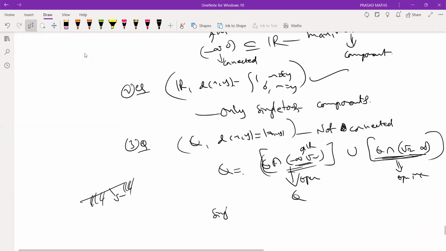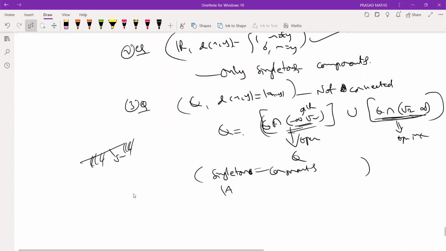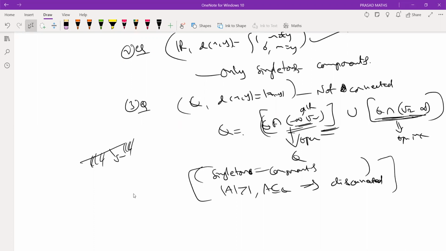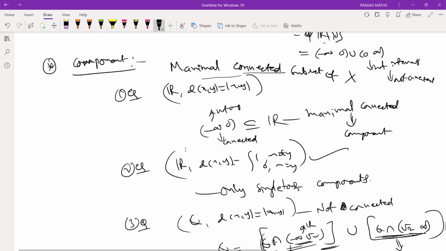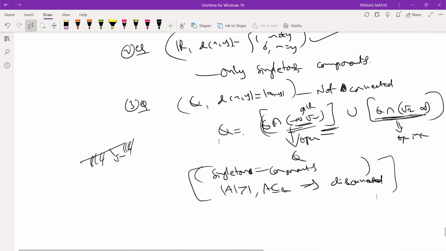So what are the components? Only singletons. We can show it actually. Any set containing more than one element is disconnected. That is an exercise. You need to show it. Singletons are components, so it's enough to show that any subset of Q containing more than one element is disconnected. It's an exercise. Do it, using the same strategy. So only singletons are components. Is it clear? With this, I conclude connected spaces.